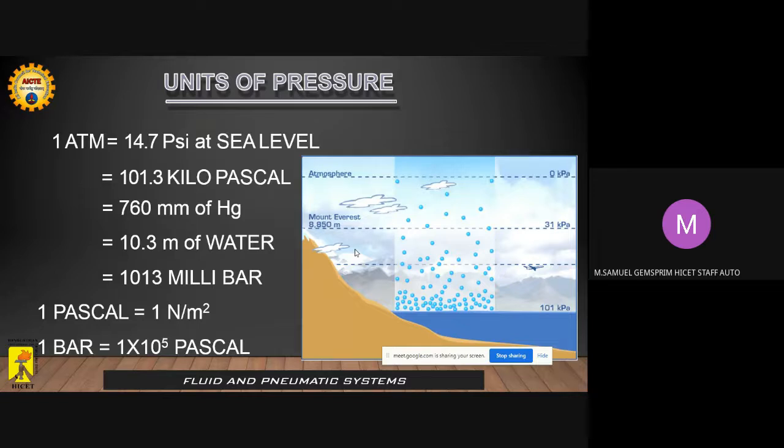1013 millibars. Okay, just for reference, I have shown you the commonly known units. The first unit is Pascal. 1 Pascal is 1 Newton per meter square, and 1 bar is 1 into 10 power 5 Pascals, or 1 into 10 power 5 Newton per meter square.